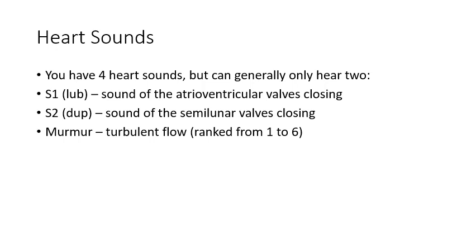Murmurs are just the sound of turbulent flow in the heart. If the valves aren't closing and opening properly, we've got some turbulent flow, so instead of smooth flow, it's like rapids, essentially. That's what murmurs are. And we can rank murmurs by their sound from 1 to 6.